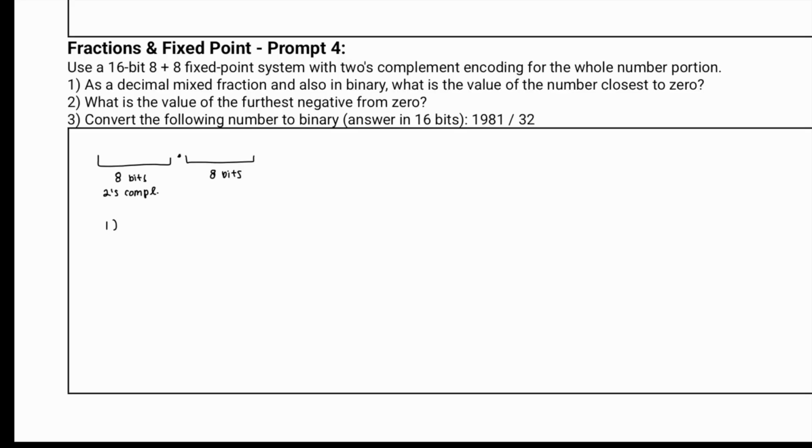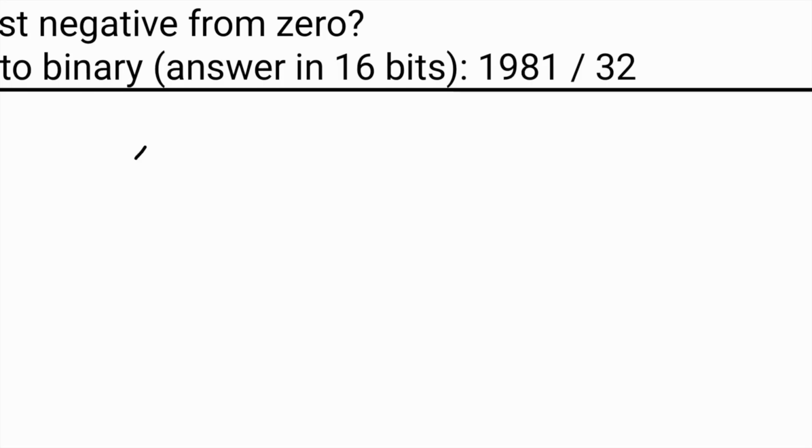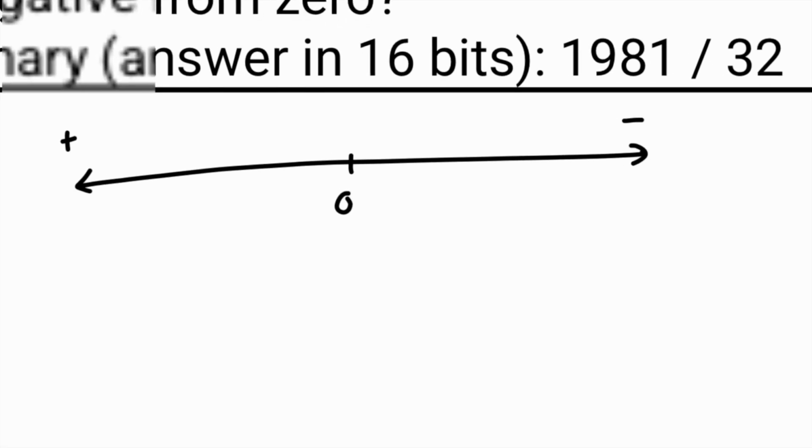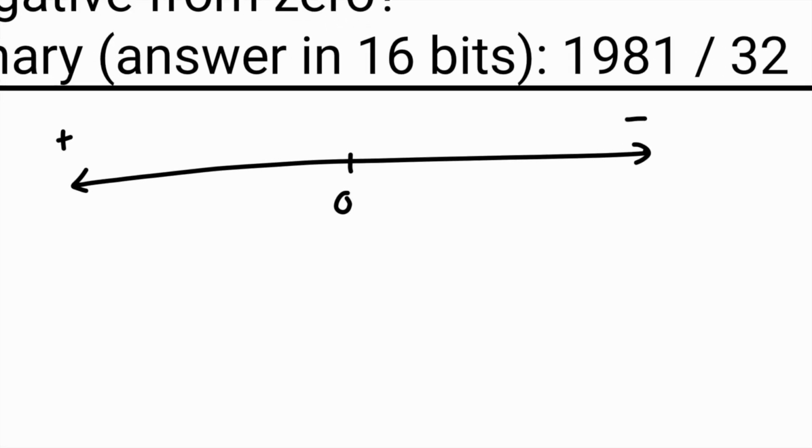As a reminder, we are in a 16-bit 8 plus 8 fixed point system. To begin, let's look at the number line. Over here, we have our positive numbers on the left and then our negative numbers on the right. The closest value to 0 would be the smallest positive fractional value.